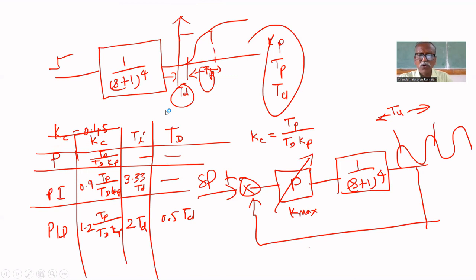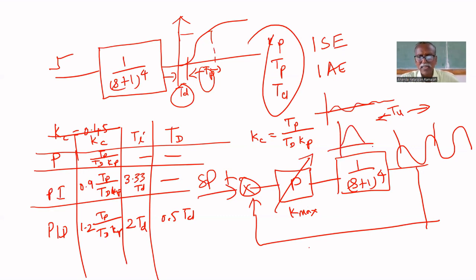For that, we have to do one measure, called ISE-IA. You have studied integral square error and integral absolute error. These are parameters to measure the performance of a controller. If you draw the graph for error, say for the regulatory response, it looks like this for one controller and like this for another. Which is best? The first one is best.